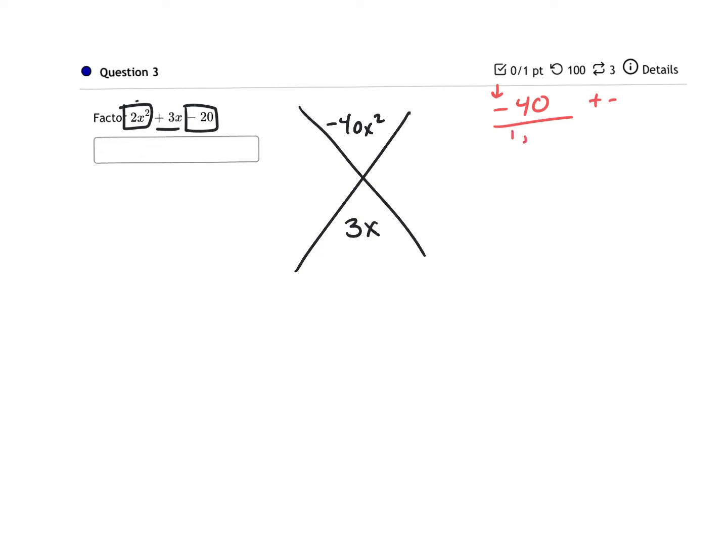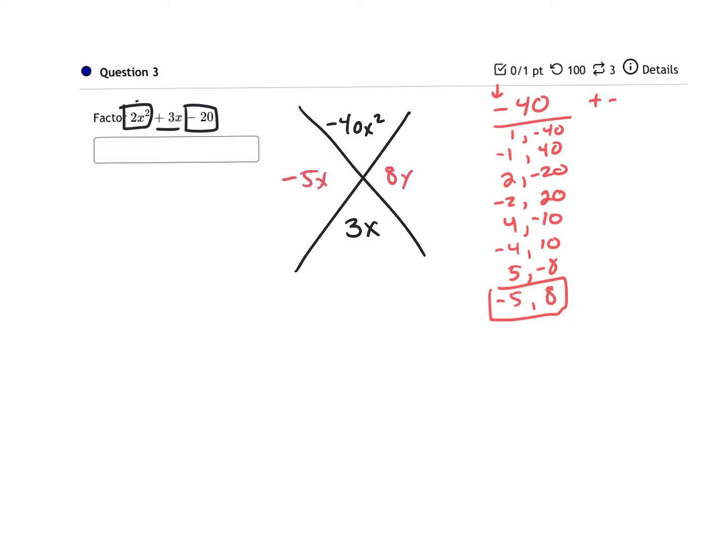I have 1 and negative 40, or negative 1 and a positive 40. I have 2 and negative 20, or negative 2 and a positive 20. 3 doesn't go in. Could be 4 and negative 10, or negative 4 and a positive 10. Or it could be 5 and negative 8, or negative 5 and 8. In this case, it's going to be negative 5 and 8. So we have negative 5x and 8x.